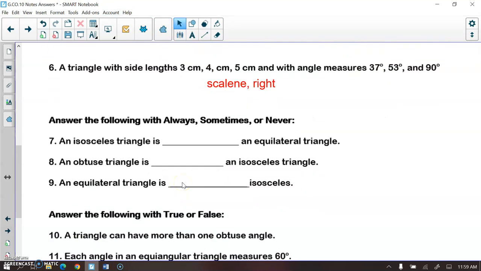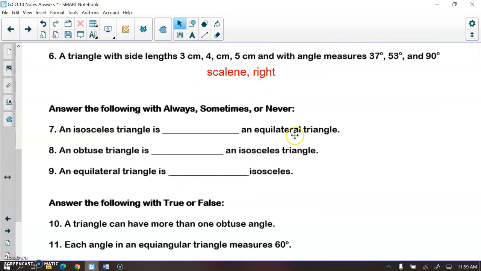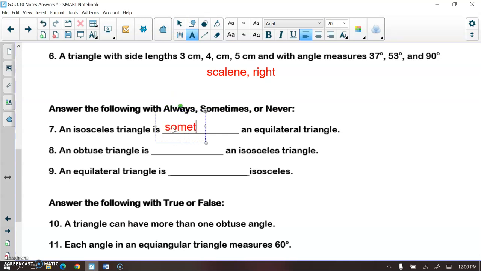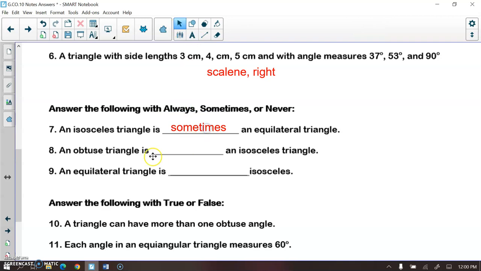All right, 7 through 9 says, answer the following with always, sometimes, or never. An isosceles triangle is blank an equilateral triangle. An isosceles triangle, the definition is it has at least 2 side lengths congruent. The equilateral triangle has all 3. So if you have a triangle with all 3, it technically is an isosceles triangle. So sometimes will an isosceles triangle also be equilateral.